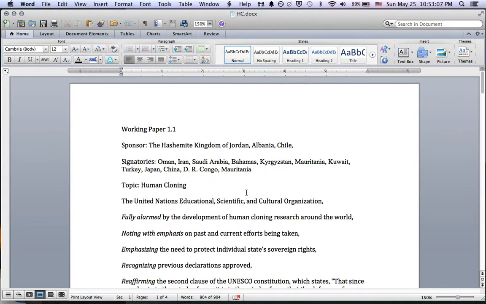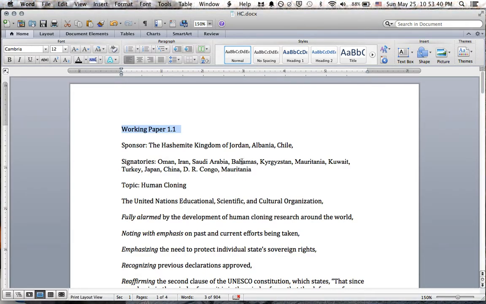To recap, the resolution always begins with what number it is. For the very first resolution, it's 1.1. The sponsors are the authors of the resolution. They're the ones actively writing it and playing a huge part in the resolution itself. However, that's not to say that a delegate who's not a sponsor can't contribute to the resolution. It's just that the chair usually recognizes sponsors as the main authors of the resolution.